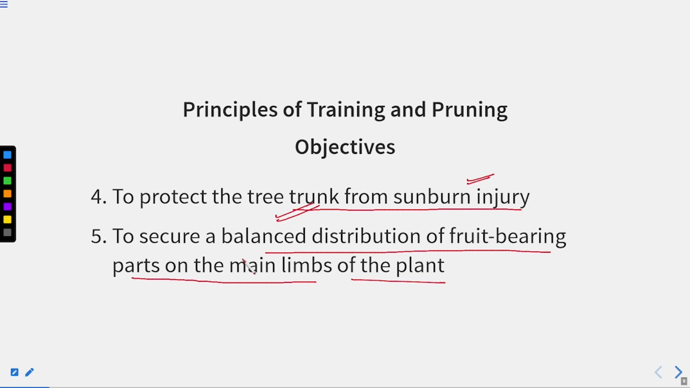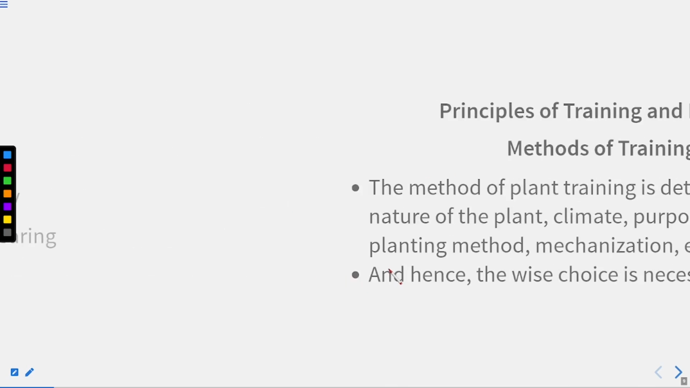So if the flower is not properly exposed, then their pollination would be affected and they will not change into fruit if there is no pollination process. So the flower should be exposed to the outer surface of the plant, right? So to secure the balanced distribution of fruit bearing parts on the main limbs of the plant.